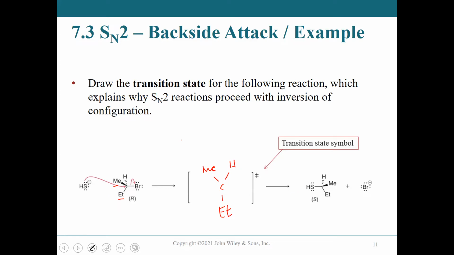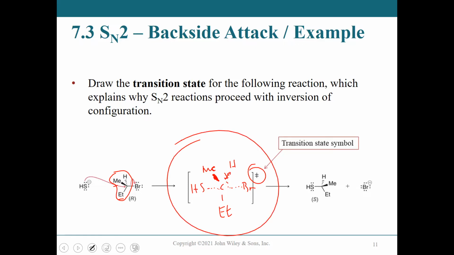The transition state means that the SH will form a partial bond with the carbon, and at the same time, the carbon will be breaking its bond with bromine. Okay, so that is the transition state. The symbol for transition state is that particular double cross, right? So here you can see in the transition state, the molecule is really preserved, right? So the methyl, hydrogen, and ethyl: one is a wedge, the other one is a dash, right? And the ethyl comes down. But the bromine leaves from the opposite side, it has to be from the opposite side. And that would be the transition state. That explains why you have inversion of configuration, because it's the opposite.